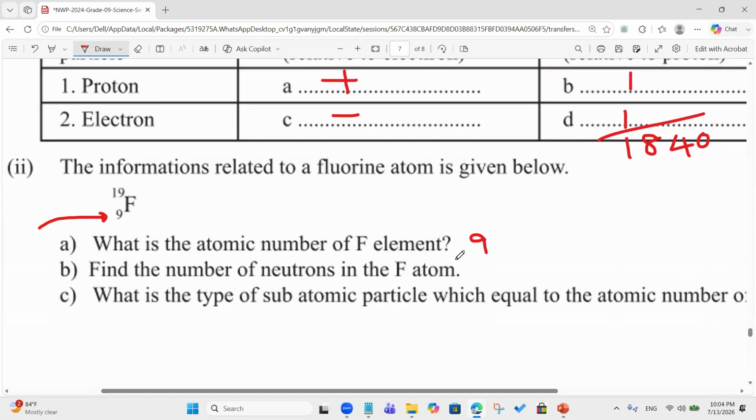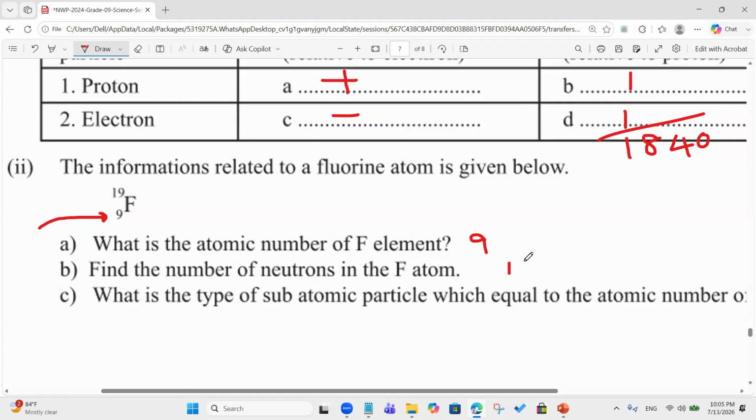What do you mean by the atomic number? Number of what? Number of protons. Yes, number of protons. So it has 9 protons, right? And what is the number of neutrons in the F atom? How many neutrons are there? 10. How do you find it?